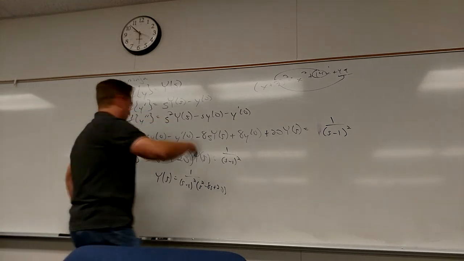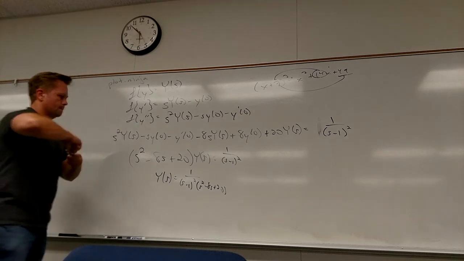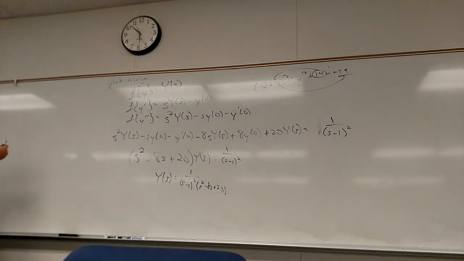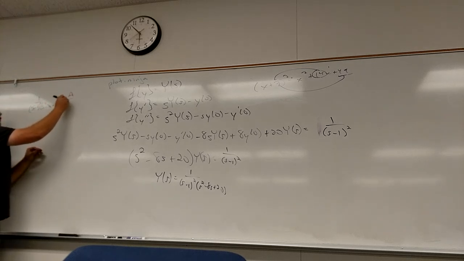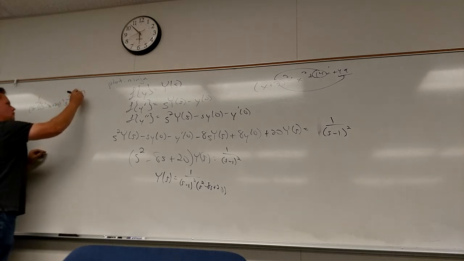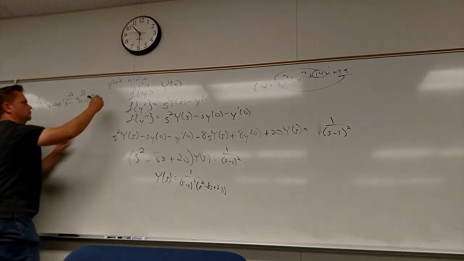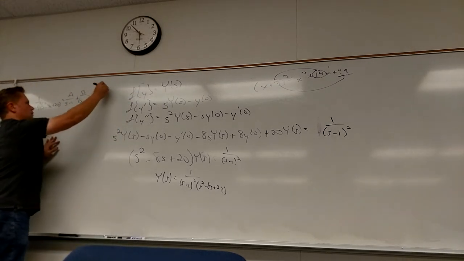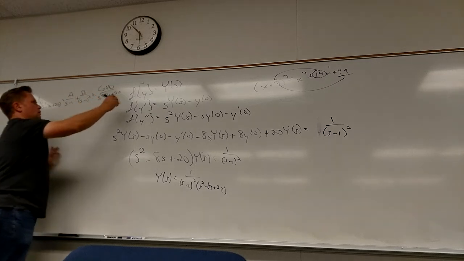So let's see. I focus on the partial fractions. What's the form of the answer going to look like? It'll be A over s minus 1, plus B over (s minus 1) squared, plus Cs plus D over s squared minus 8s plus 20.